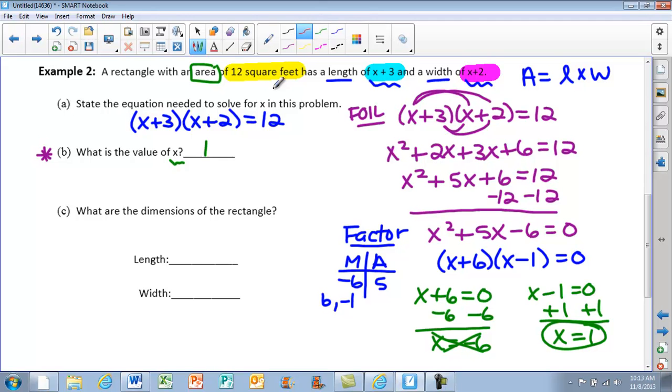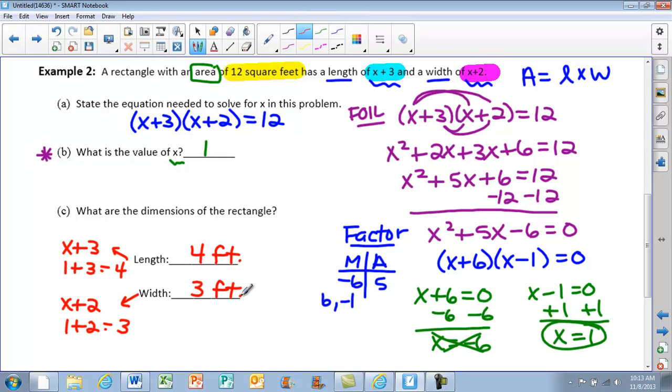So now our last step here is we have to find the length and the width. So your length, remember, was equal to x plus 3. Well, if x is 1, we just need to plug it in. So 1 plus 3 gives me a length of 4. And now we need to do the same thing with our width. My width was x plus 2. Well, x is 1, so 1 plus 2 gives me a width of 3. And remember, we're talking about area, so our length will be 4 feet, and my width will be 3 feet.